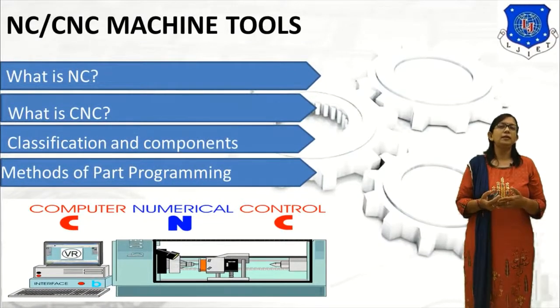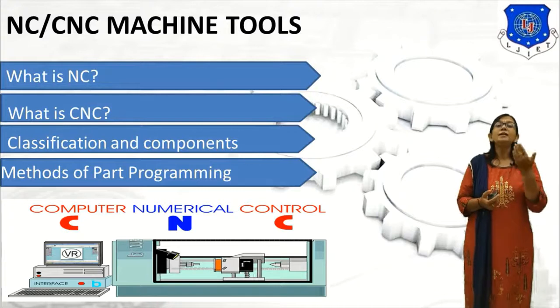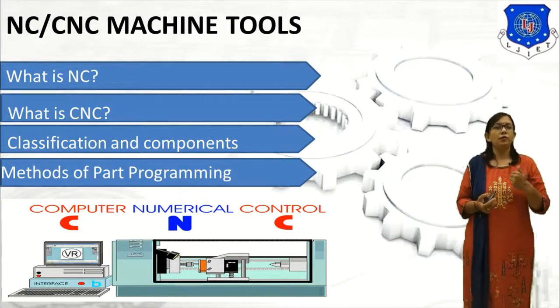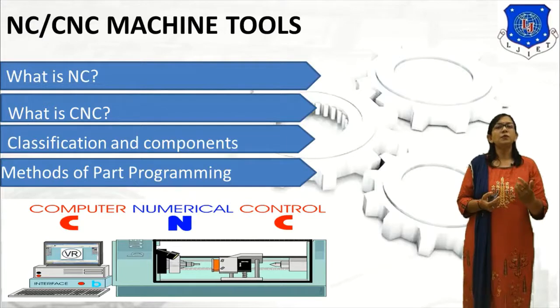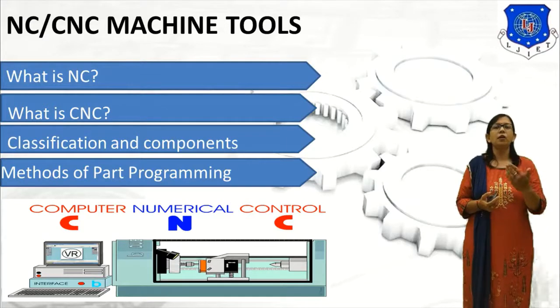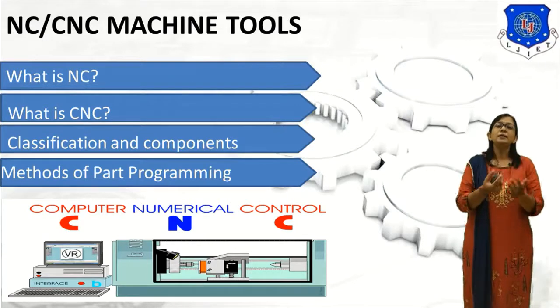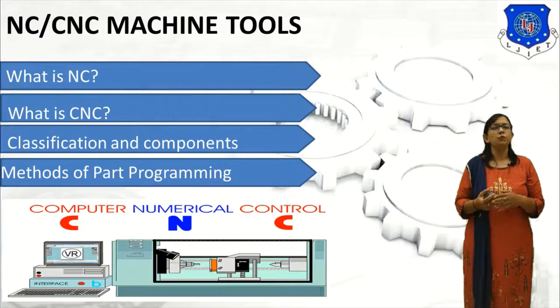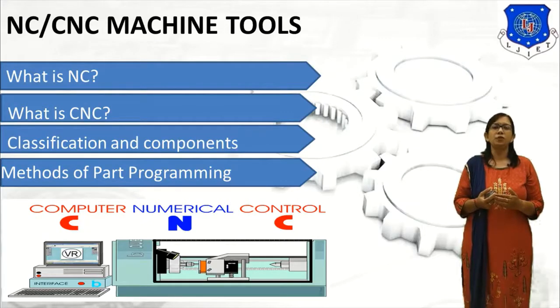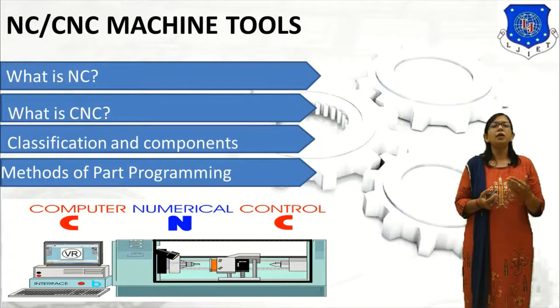Second chapter in our syllabus is NC-CNC machine tool. Now what is NC? NC stands for numerical control. NC machine tools are the machine tools of which various functions are controlled by numbers, letters, and symbols. Now what is CNC? CNC stands for computer numerical control. In CNC machines, a dedicated computer is used to perform most of the basic NC machine functions. In this chapter, we will cover what is NC, what is CNC, classification and components of NC and CNC, and methods of part programming.